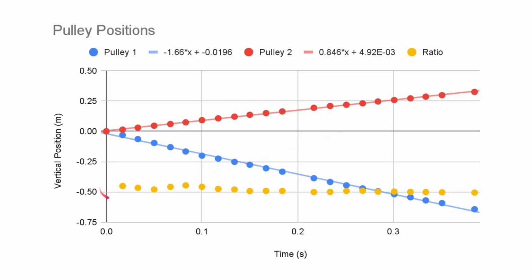Then notice the yellow dots on the bottom here. These represent the ratio between pulley 2 and pulley 1. And notice that all of the dots lie approximately on negative 0.5, which is what we would expect given that pulley 2 moves at half the speed of pulley 1.